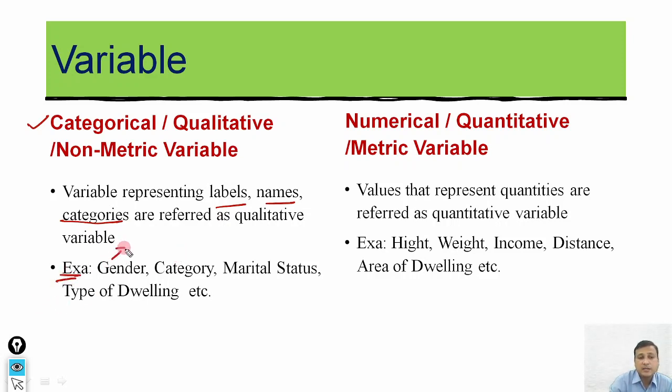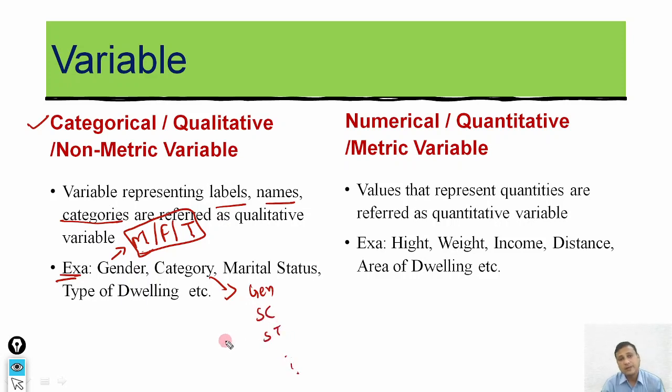Suppose I ask my respondent what is your gender, then how am I going to get the responses? Either I'll get the responses like male or female, or third is transgender. There is no fourth type. And here are the categories. This is categorized into three different parts. Fine. Here are the labels. Categories, when I'm asking the categories, general, SC, ST, OBC and so on and so forth. So when the variable represents categorical things or labels or names, it will be known as a categorical or qualitative or non-metric variable.